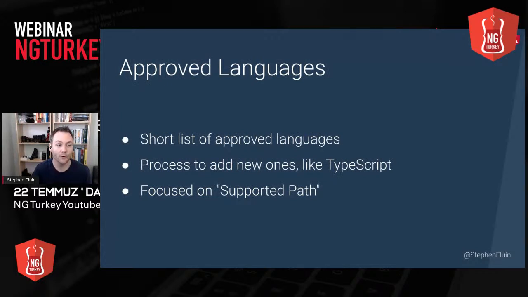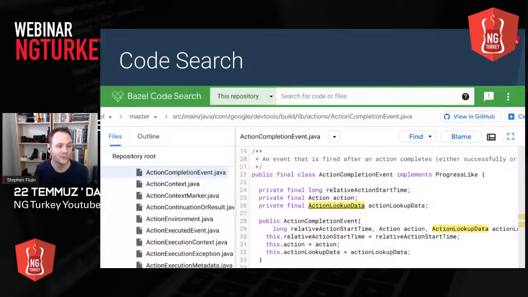We have this concept of approved languages. There's a relatively short list, and so there's a process to add new ones, like we added TypeScript, but all of this is really supported on, or focused on, the supported path. So it's not necessarily taking away the ability to do other things, but there's a lot of tooling. There's a lot of people that are working towards making these things easy and automatically integrate into the build system. Code health tools, all those sorts of things make these things easier to use.